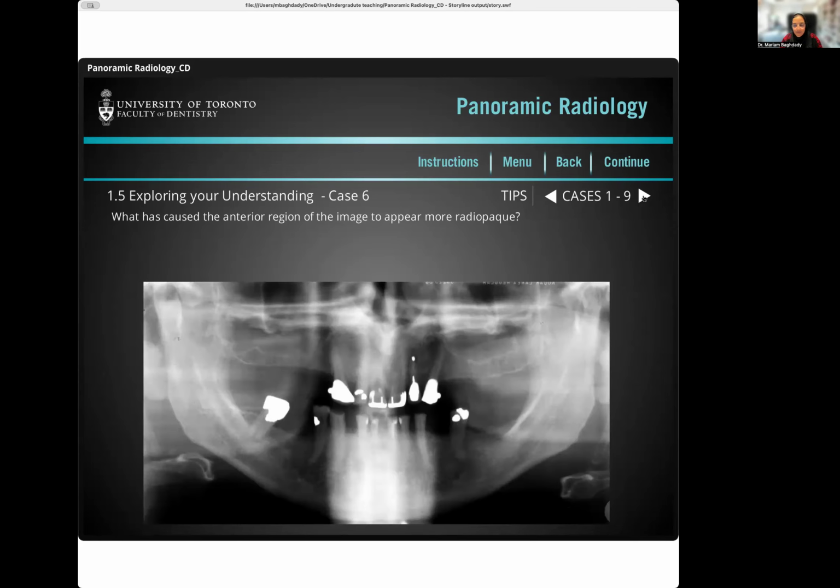Ooh, this one's nice. What has occurred in the anterior region of the image to appear more radiopaque?